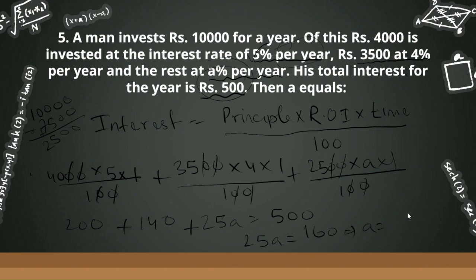Hence, A should give us 160 by 25. So on solving this one, we should get it around 32 by 5, which should give us 6.4. If I am not wrong, then A should equal 6.4. So our answer for this question will be 6.4%.